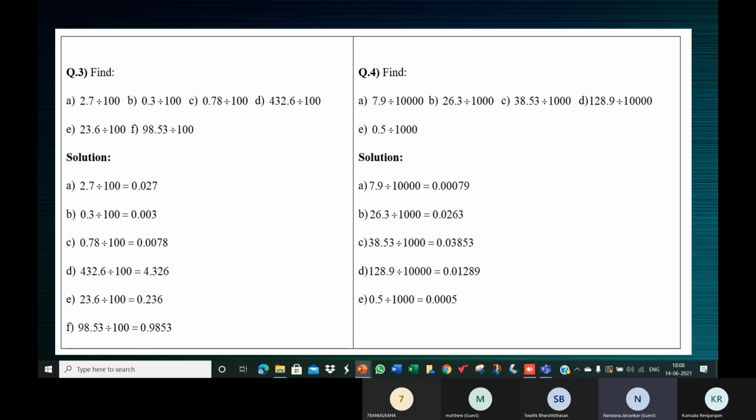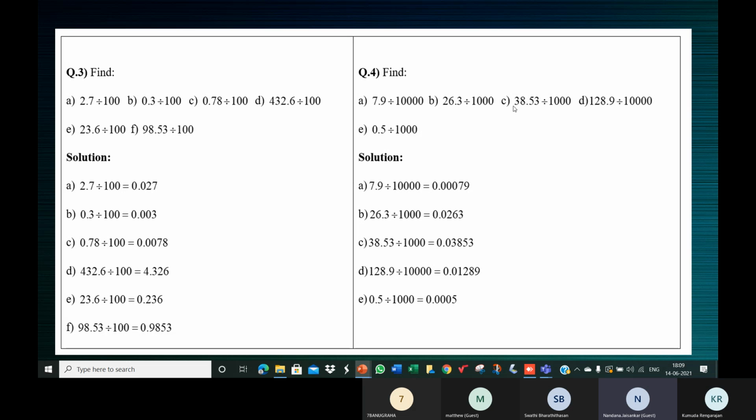Okay, ma'am, I understand. No, 1 minute. I'll tell you again. The given number has 2 decimal places, and in 100, there are 2 zeros. 2 plus 2, 4. The answer which you get must have 4 decimal places. And the digits are 7 and 8. You should have 4 decimal places. So 0.0078. Okay, ma'am.